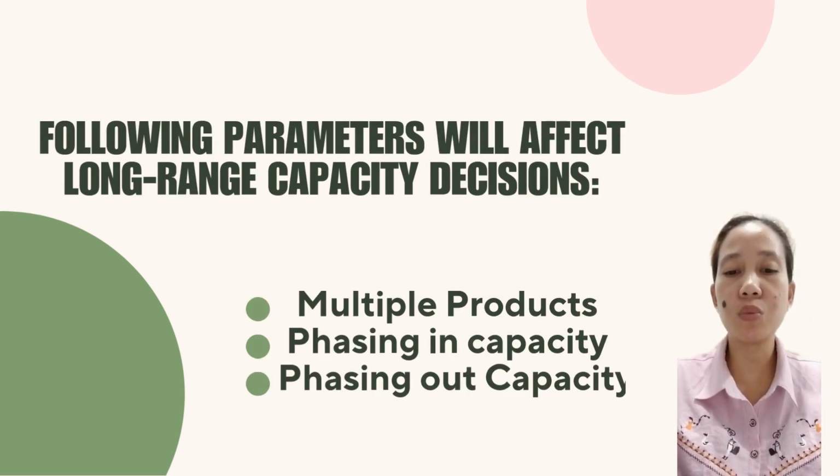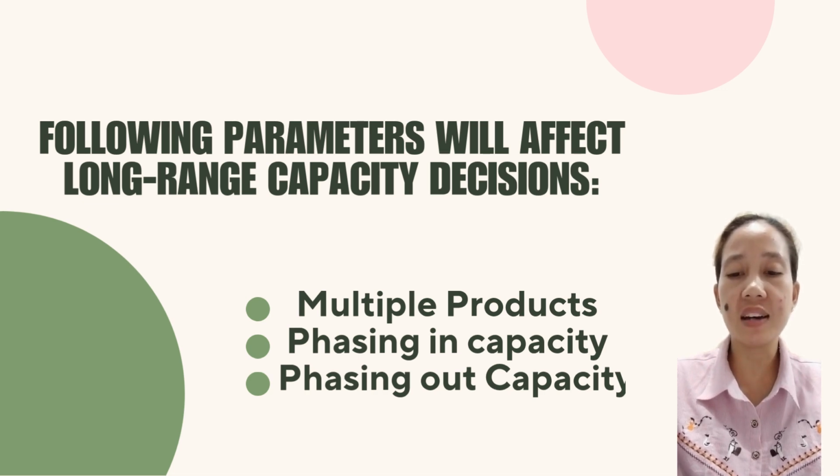The following parameters will affect long-range capacity decisions. First is the multiple products. Companies often make more than one product in the same factory. This increases profits and reduces risk if one product fails. It also helps planners manage resources better.